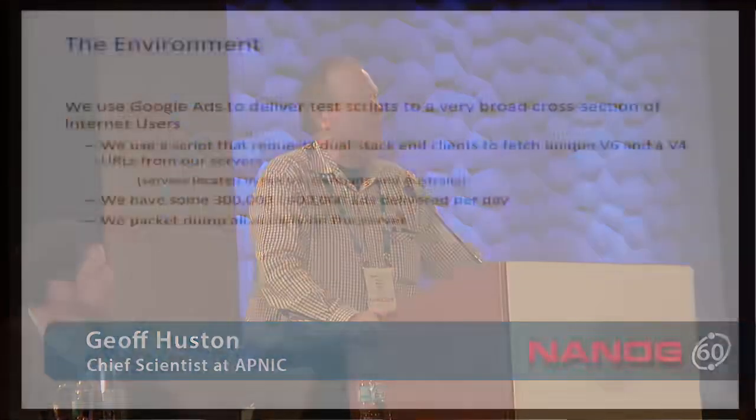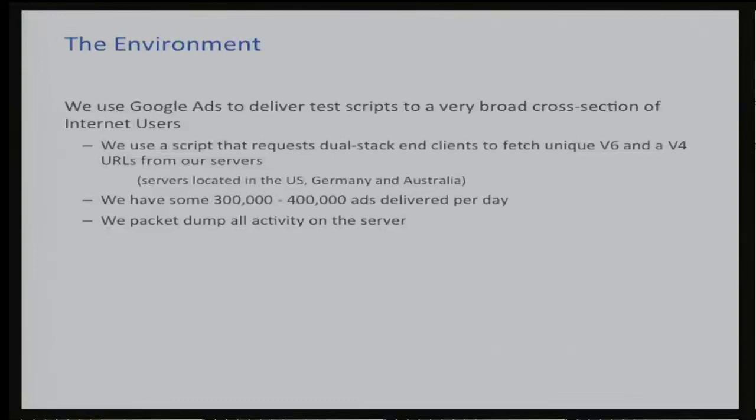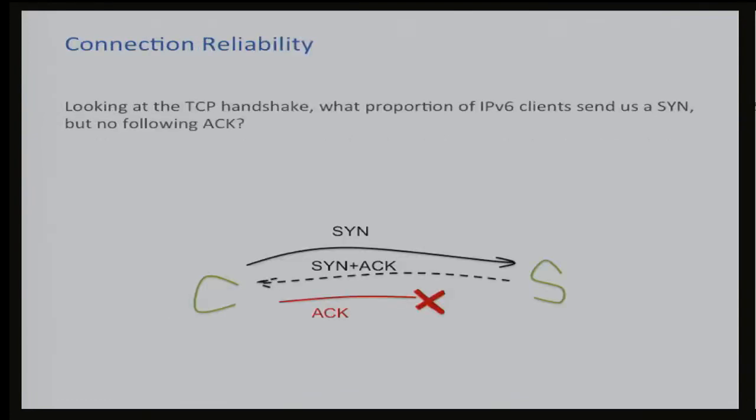It's a dual stack end client, and if they are dual stack, I'm going to ask them to fetch a v6 only object and a v4 only object. And I do this around 500,000 times a day. Everything is packet dumped. Everything is logged. I've now got a huge amount of data around folk fetching things in 4 and fetching things in 6. And for 2% of you, I can match you up. I know your v4 performance and your corresponding v6 performance.